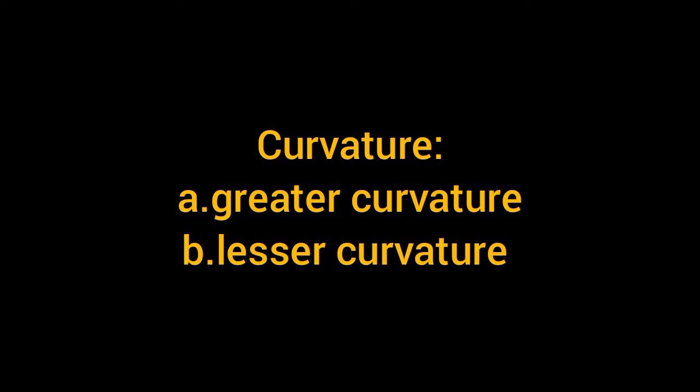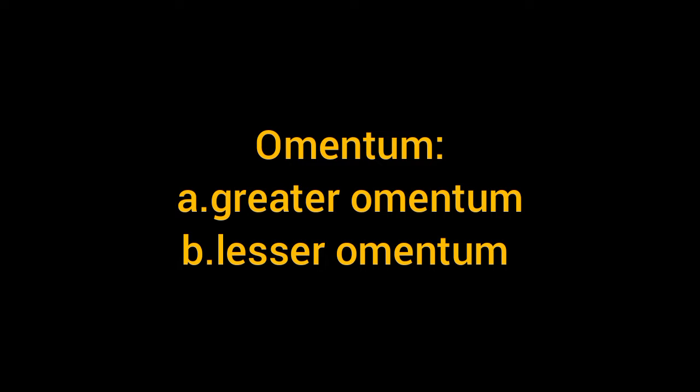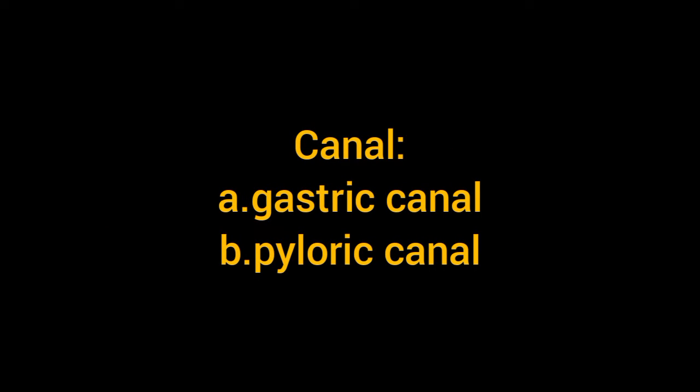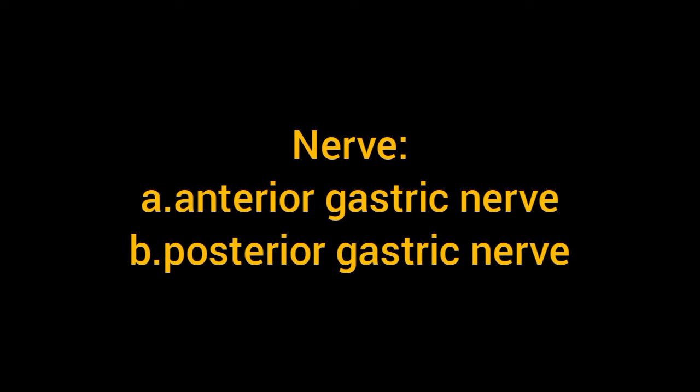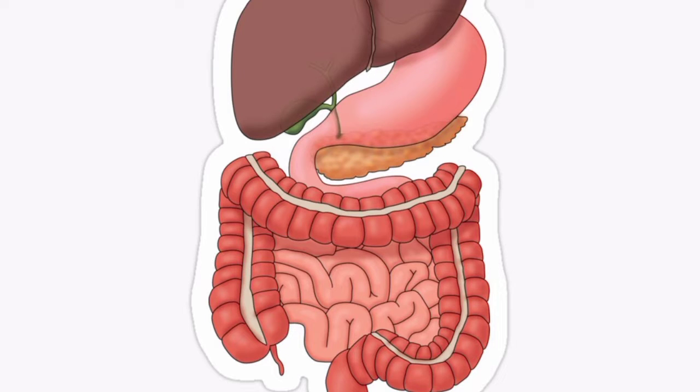You also get two curvatures in the stomach: the greater curvature and the lesser curvature. There are omenta: the greater omentum and the lesser omentum. There are also canals: the gastric canal and the pyloric canal. And there are nerves: the anterior gastric nerve and the posterior gastric nerve. So these are all the general features of the stomach.